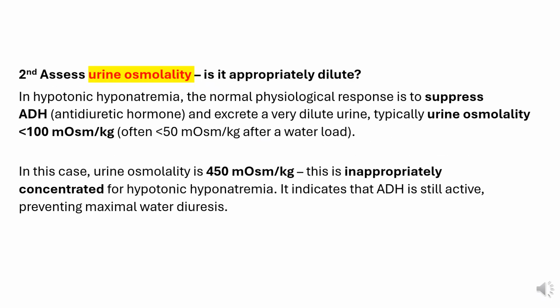Step 2. Assess urine osmolality. Is it appropriately dilute? In hypotonic hyponatremia, the normal physiological response is to suppress ADH, antidiuretic hormone, and excrete a very dilute urine, typically urine osmolality less than 100 mOsm/kg, often less than 50 mOsm/kg after a water load. In this case, urine osmolality is 450 mOsm/kg. This is inappropriately concentrated for hypotonic hyponatremia. It indicates that ADH is still active, preventing maximal water diuresis.